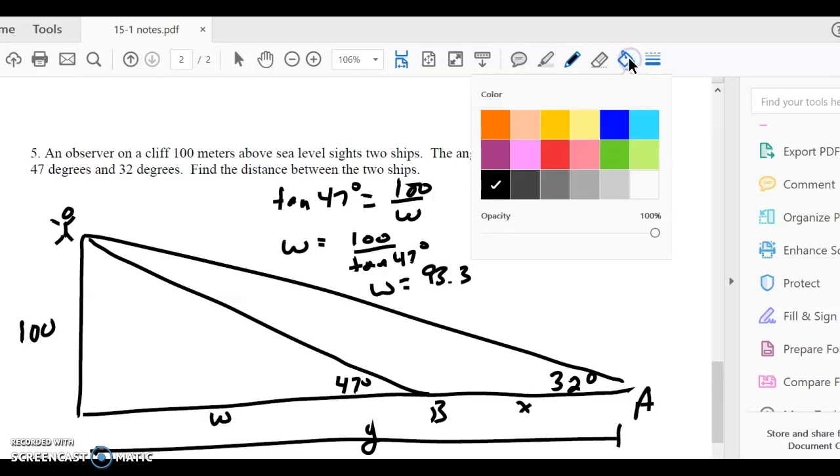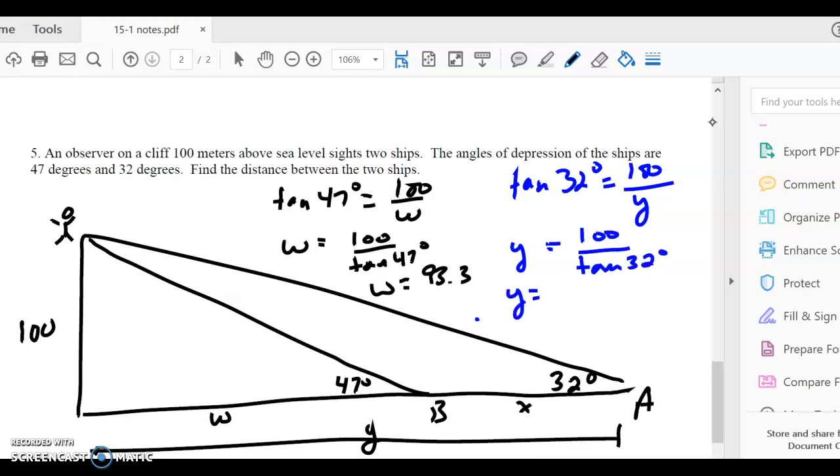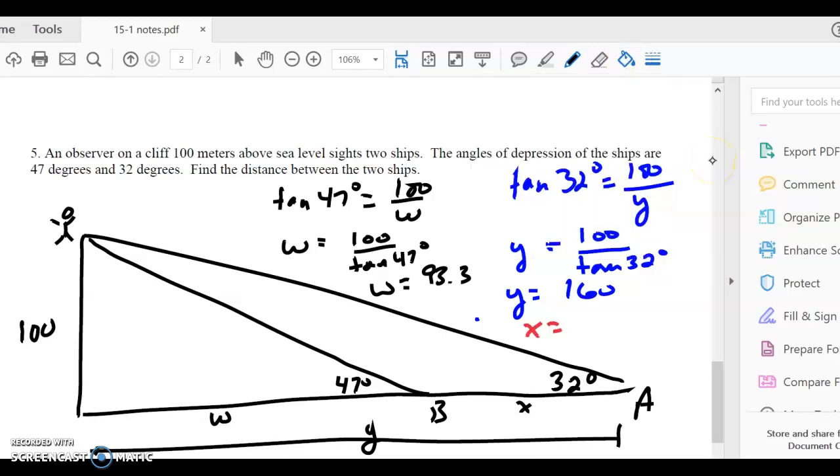If we do the other one, we'll have the tangent of 32 equals 100 over y. So y is going to equal 100 over tangent 32. So y is going to equal about 160. Then therefore x is going to be the difference between the two. 160 minus 93.3. So we're going to get about 67 meters apart.